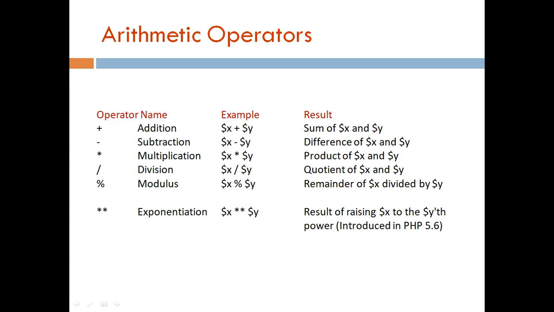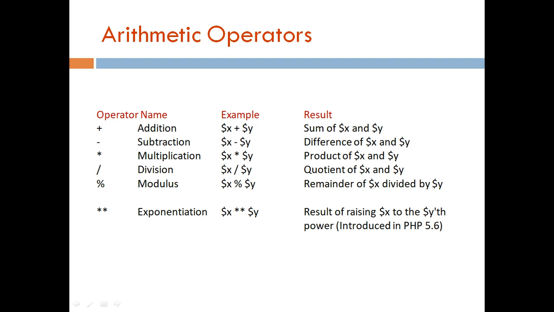First is the arithmetic operator. These are used to perform simple mathematical operations like addition, subtraction, multiplication, division, modulus, and exponentiation. This exponentiation was introduced with PHP 5.6. So addition is used to add two values and the result will be displayed. Similarly for subtraction, this is for product, and this is for finding the quotient.